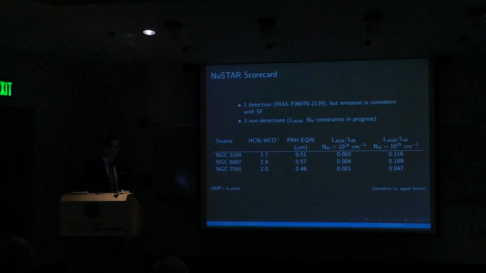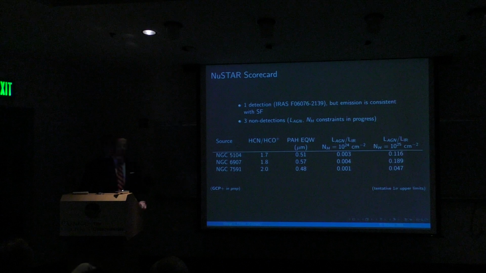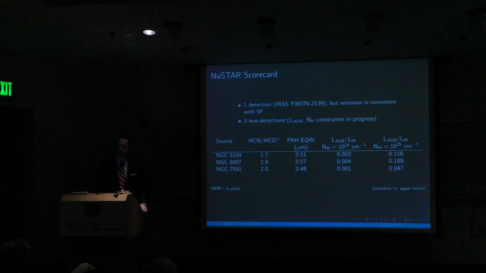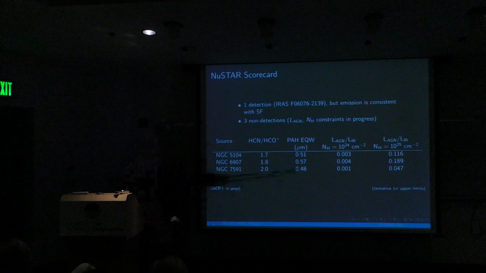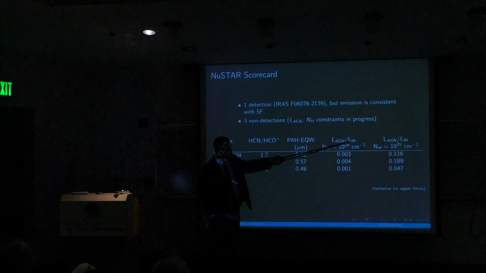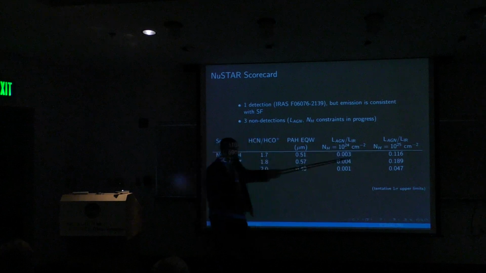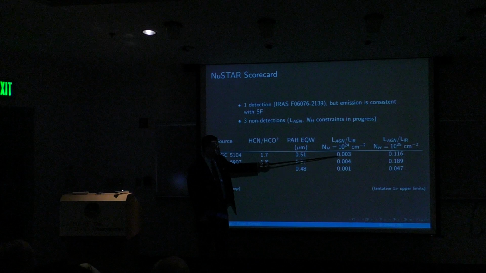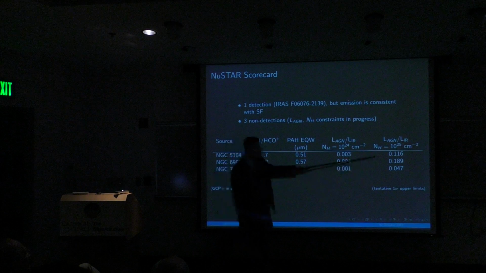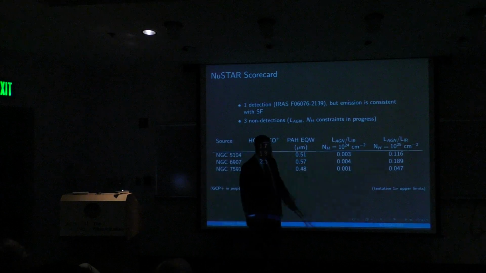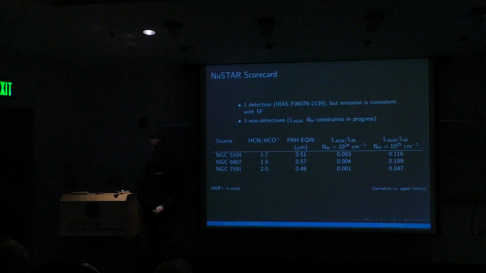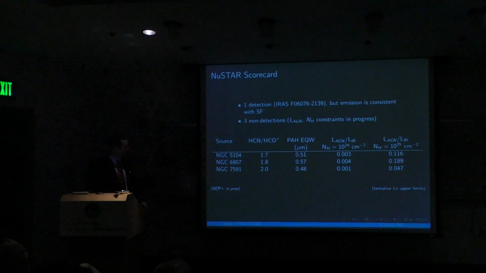So now that all 4 of the objects have been observed, we have the one detection of that IRAS galaxy that is consistent with star formation. And then we have 3 non-detections of the other systems. So we can go through and now make upper limits on what the AGN luminosity should be relative to the infrared luminosity. These are 1 sigma limits for column densities of 10 to the 24 and 10 to the 25. And you can see that for a Compton-thick object, the AGN can't be contributing more than 1% to the infrared luminosity. If you go to higher column densities, you can start to get a few tens of % contribution. You can hide that. But it's certainly not dominating the energy output of the galaxy.